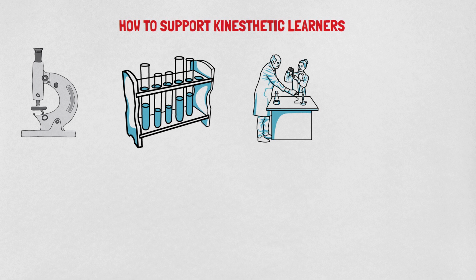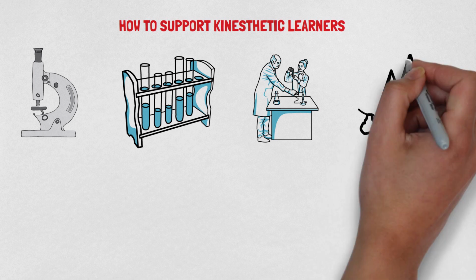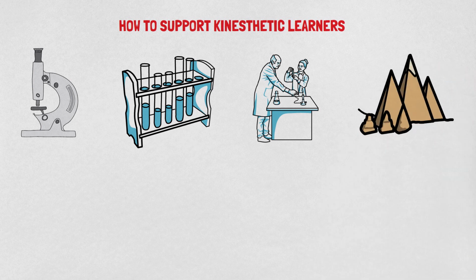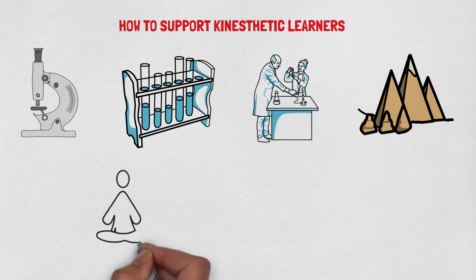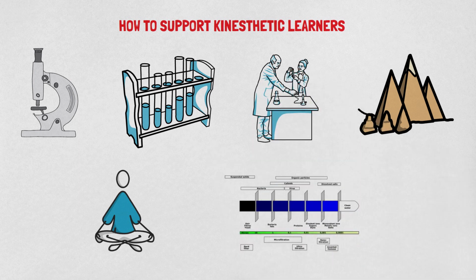Parents might have the child build a model of historical structures to help them better understand its architecture and design. Kinesthetic learners may also benefit from taking frequent breaks during learning activities to move their bodies and release energy. This can help them stay engaged and focused. In addition, kinesthetic learners may benefit from creating physical models or diagrams to help them understand complex concepts.